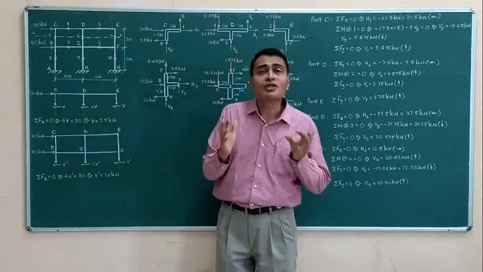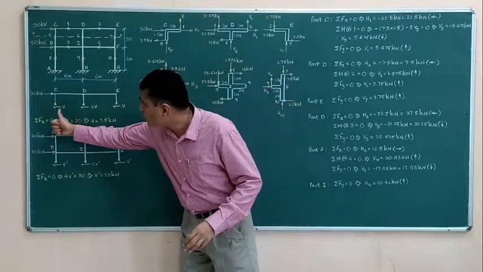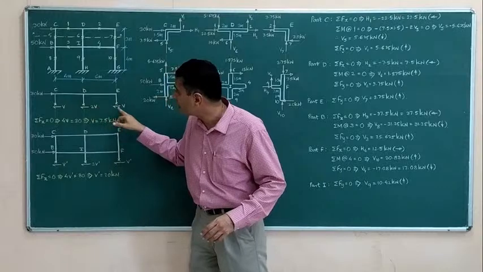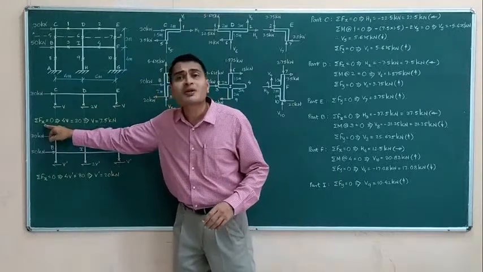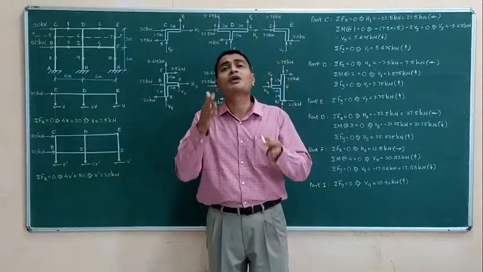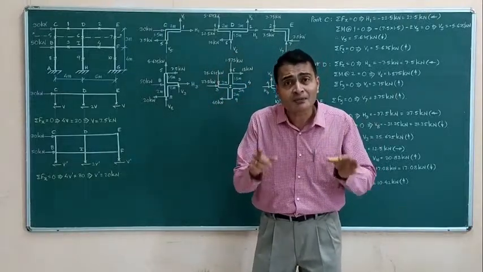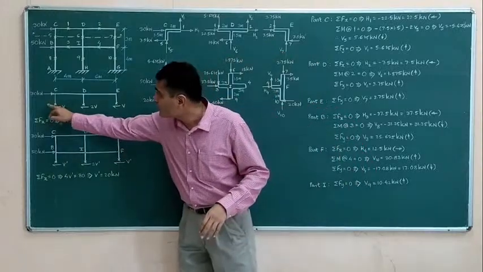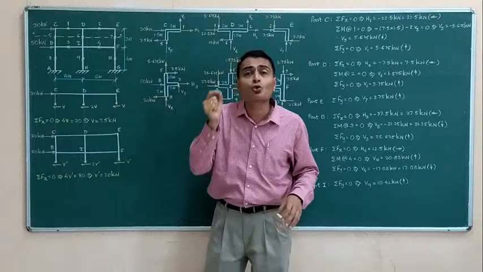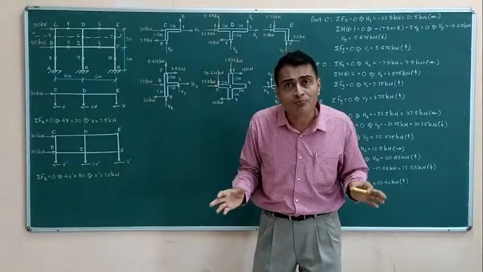Now mind you, this FBD is incomplete in the sense that I have not shown axial force in this column and this column, because the equation that I am using is sigma Fx equal to 0, where vertical forces are not playing any role. At the same time, try to understand there will not be any moments here, because our section is passing through points of contraflexure where moment is 0.